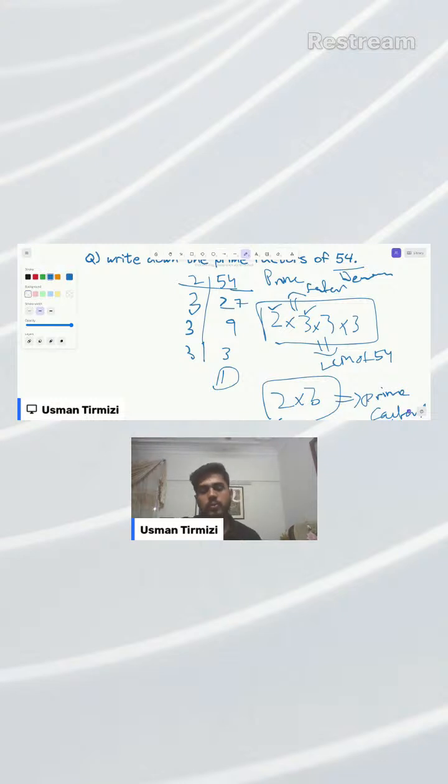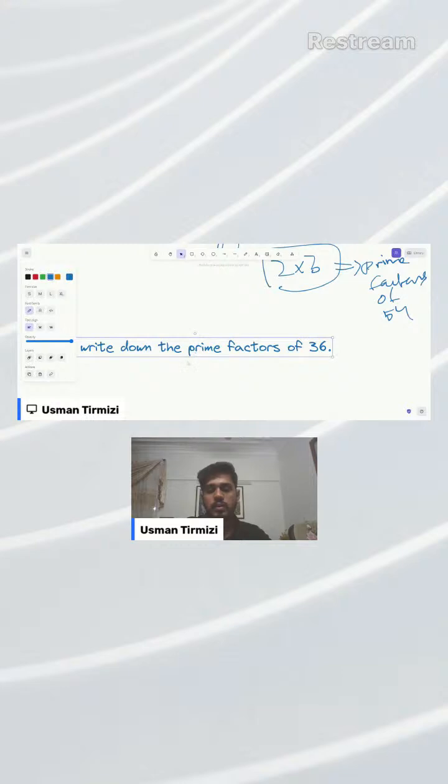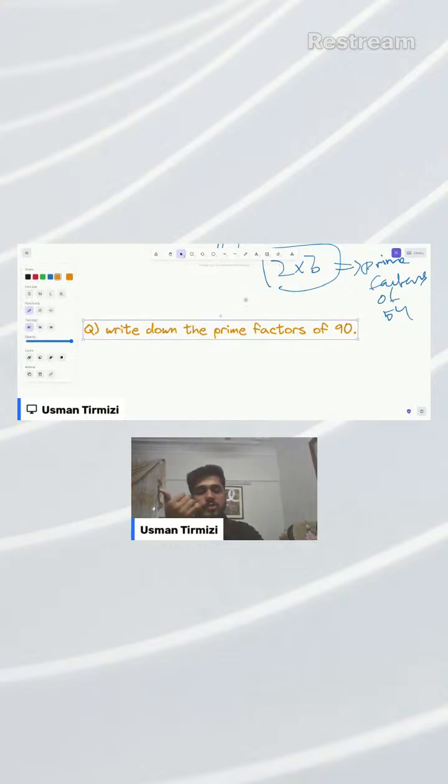Okay, now we'll do another question regarding prime factors. Let's do another one. We take 90 this time. Let's find out the prime factors of 90.